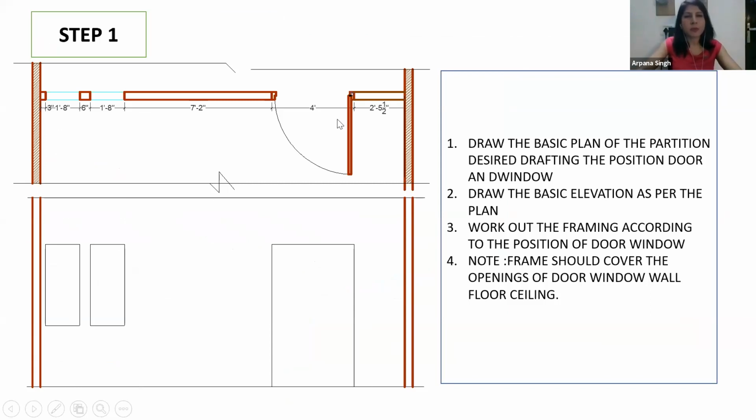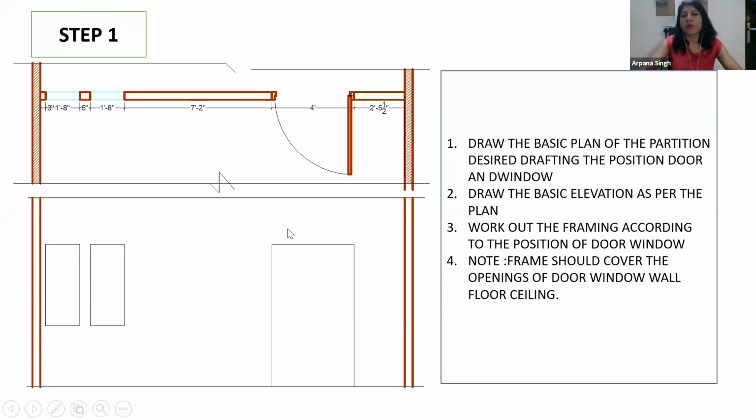And this is a simple plan where I have actually marked the partition wall is this, and the door opening is over here, and then two openings are here, which are fixed windows. So once I decide the position where exactly my door and window are going to be, then I draw a basic elevation which shows the two windows here and the door opening. So this is your basic plan and elevation, which you have to work on.